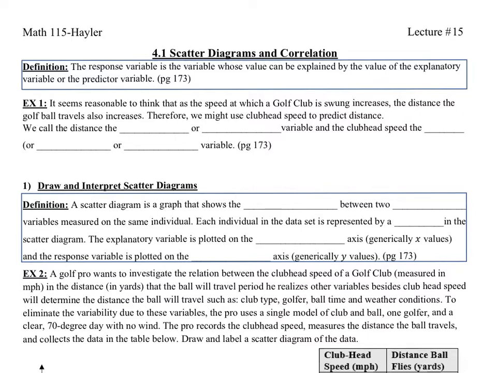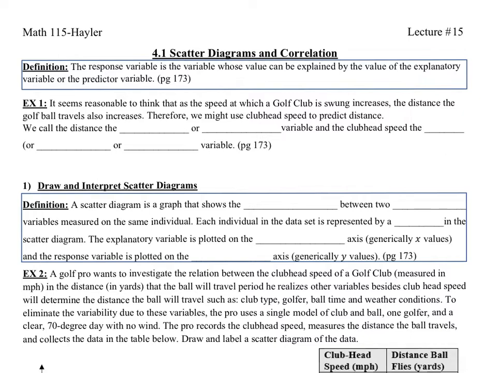So for our definition, the response variable is the variable whose value can be explained by the value of the explanatory variable, or the predictor variable. For the first example, it seems reasonable to think that as the speed at which a golf club is swung increases, the distance the golf ball travels also increases. Therefore, we might use the club head speed to predict the distance.